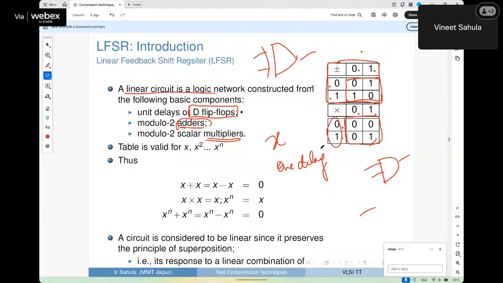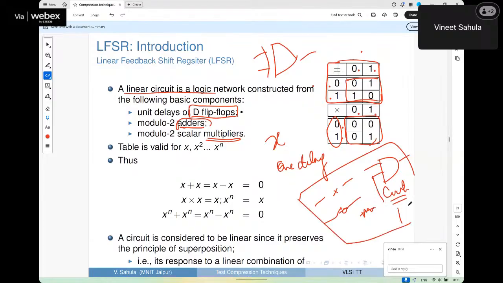So AND is nothing but a switch. If one of them is a control variable, then the AND gate becomes a switch. Whenever control is 0, this input is not connected to the output. And whenever control is 1, the input is connected to the output. So multiplication is nothing but a switch. And that multiplication will be indicated by a circle Ci. Ci is a multiplier. So this control value could be the Ci multiplier.